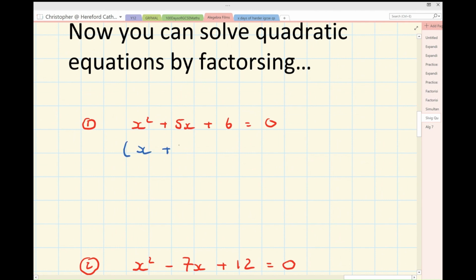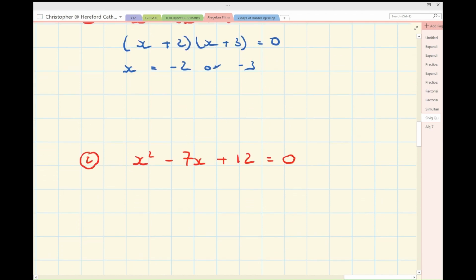If I factorise the left-hand side, I get that. And now, using my previous understanding, I can simply write down my answers for x. The answer for x that makes the first number equal to 0 is minus 2, and that makes the second number equal to 0 is minus 3. There you go, the quadratic equation solved by factorising.